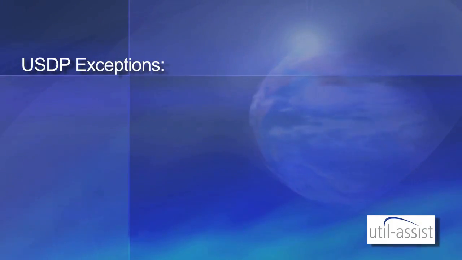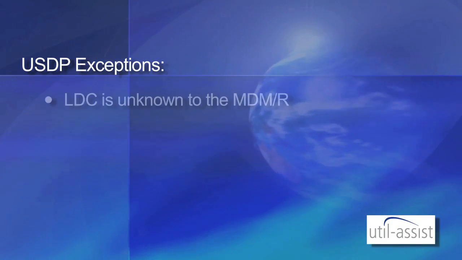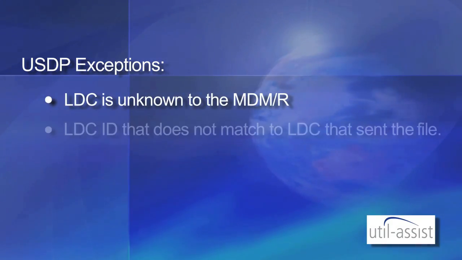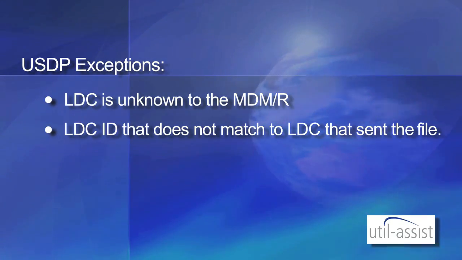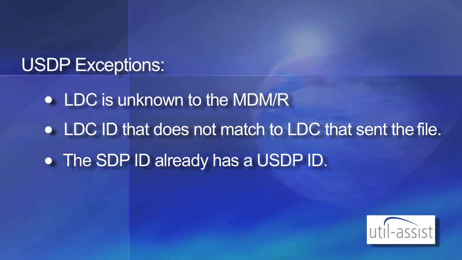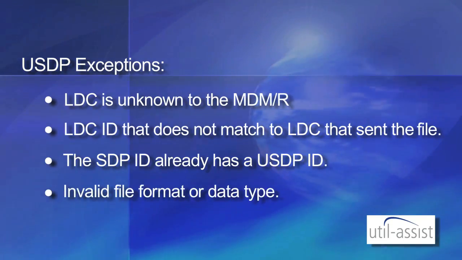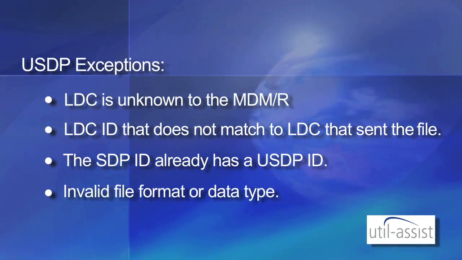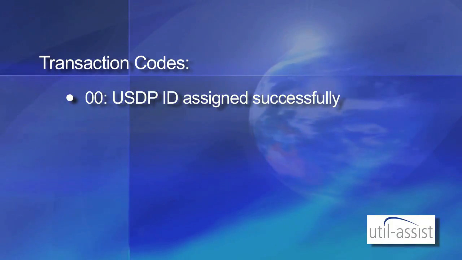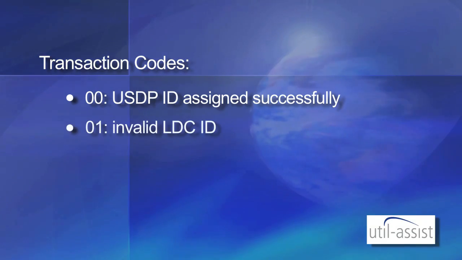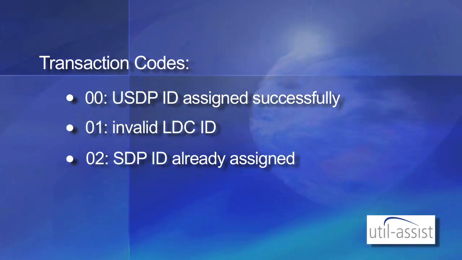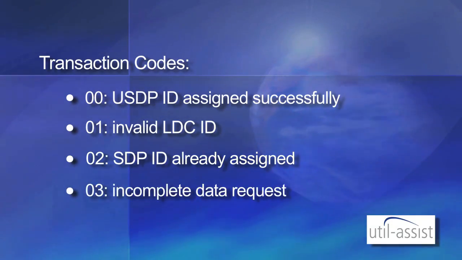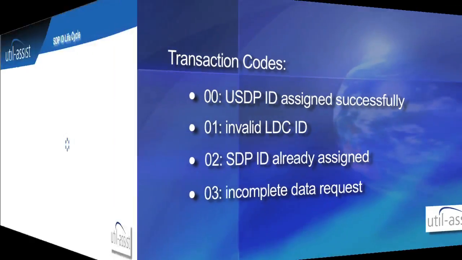The MDMR produces exceptions for the following conditions. The LDC is unknown to the MDMR. The file contains an LDC ID that does not match the LDC that sent the file. The SDP ID has already been assigned a USDP ID. The file format or the data type is invalid. There are 4 possible transaction codes. 00, the USDP ID has been assigned successfully. 01, the LDC ID is invalid. 02, the SDP ID has already been assigned. 03, the data request is incomplete.